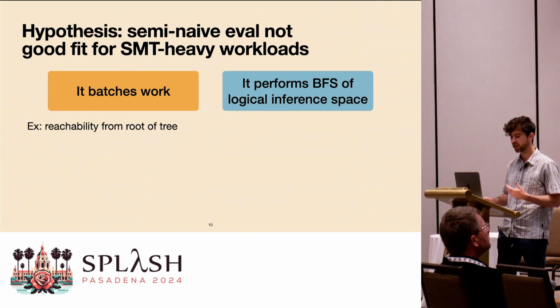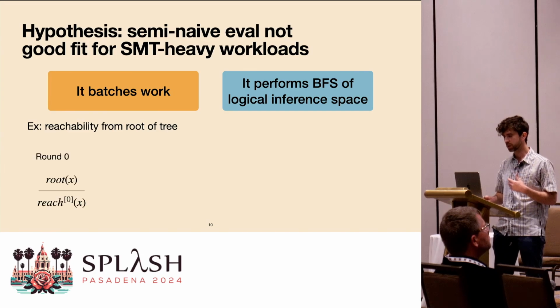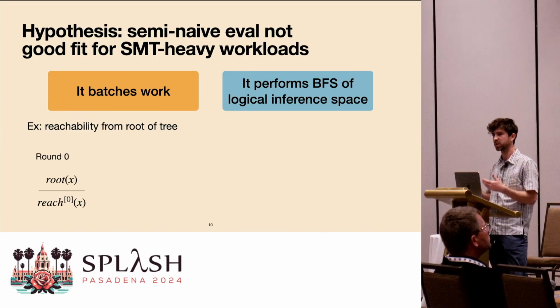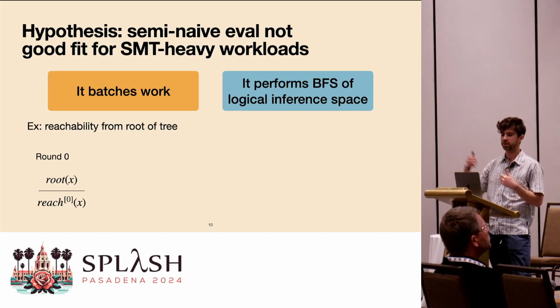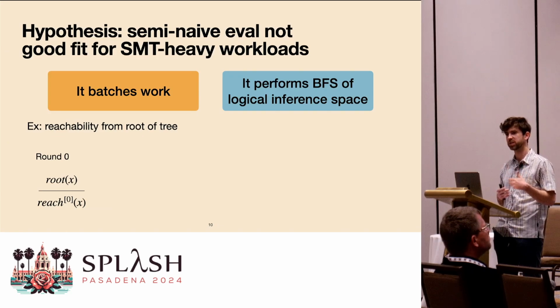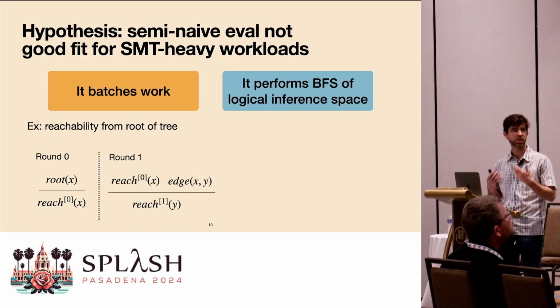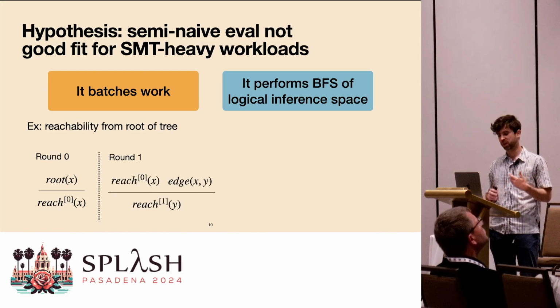And we can see that in our little reachability tree example. The way semi-naive evaluation works is in this sequence of rounds. So in the first round, it computes everything that's reachable in 0 steps from the root of the tree. In the next round, it computes everything that's reachable in 1 step.